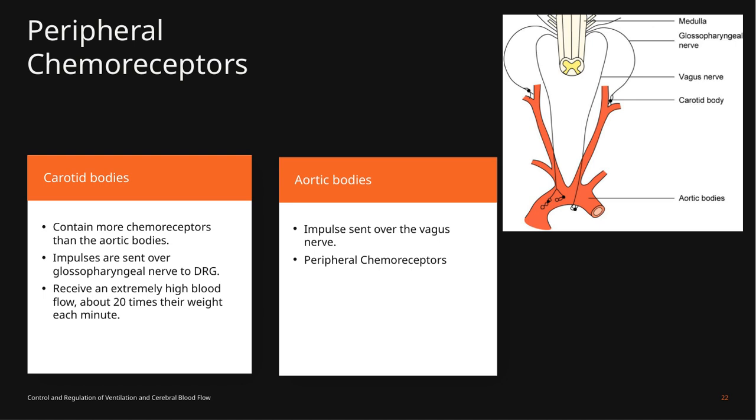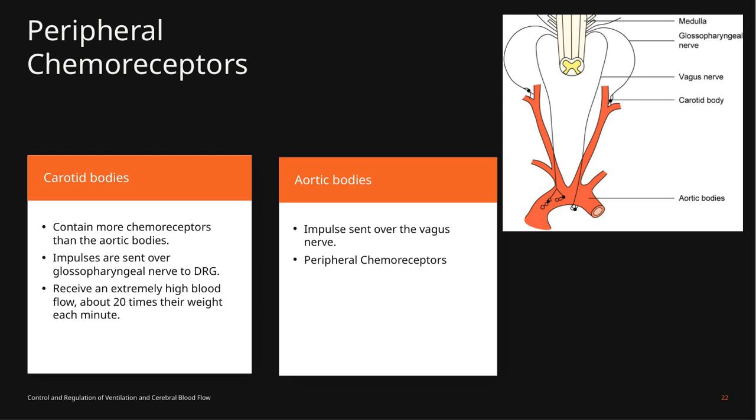Similarly, the aortic bodies, which are also peripheral chemoreceptors, contribute to this regulation by relaying information about blood chemistry. Altogether, these chemoreceptors form a vital feedback system that helps maintain stable blood gases and cerebral blood flow, ensuring our brain gets the oxygen it needs to function optimally.